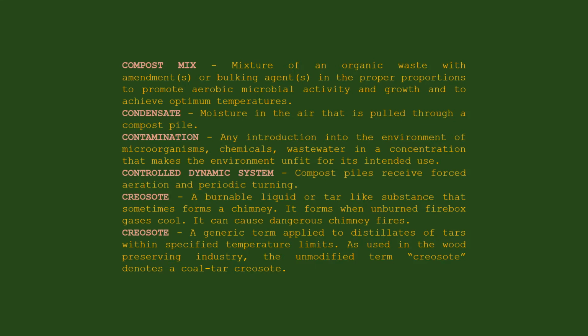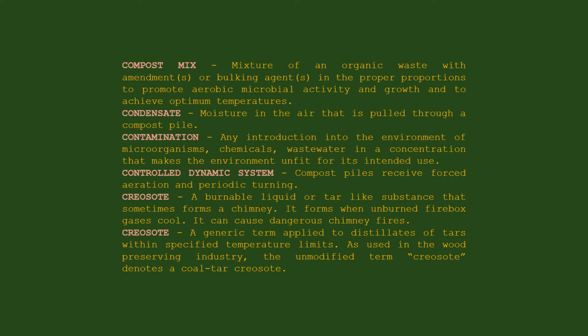Compost mix, mixture of an organic waste with amendments or bulking agents in the proper proportions to promote aerobic microbial activity and growth and to achieve optimum temperatures. Condensate, moisture in the air that is pulled through a compost pile. Contamination, any introduction into the environment of microorganisms, chemicals, or wastewater in a concentration that makes the environment unfit for its intended use. Controlled dynamic system, compost piles receive forced aeration and periodic turning.